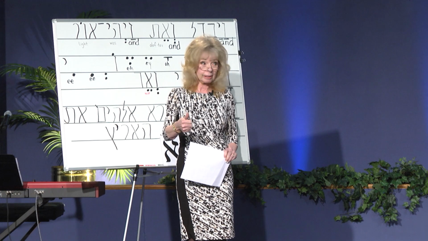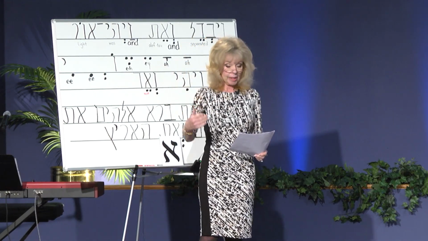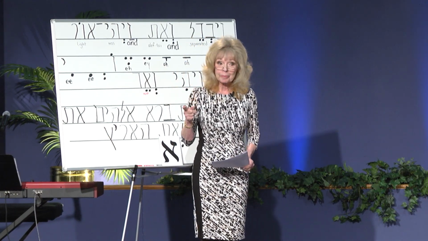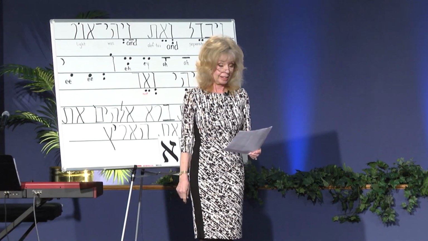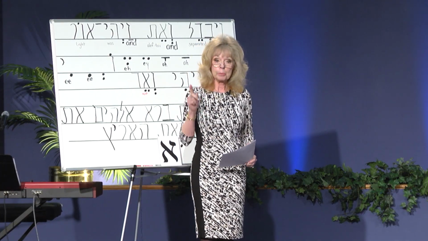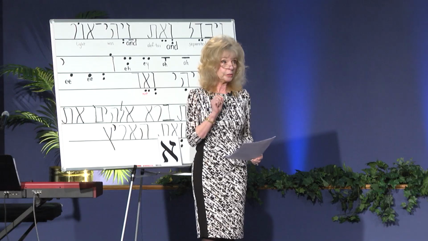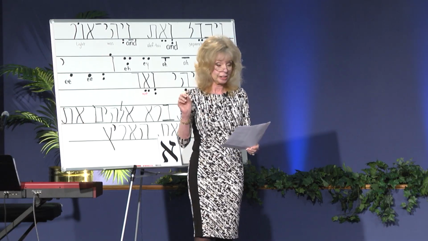Let's do a little reviewing, because that's how we remember. So Vav is a connector. Did everybody get that? It connects. Vav represents what? A hook and a man. And it is the number 6. Okay, so if you didn't get that, write it all down because it's all important.